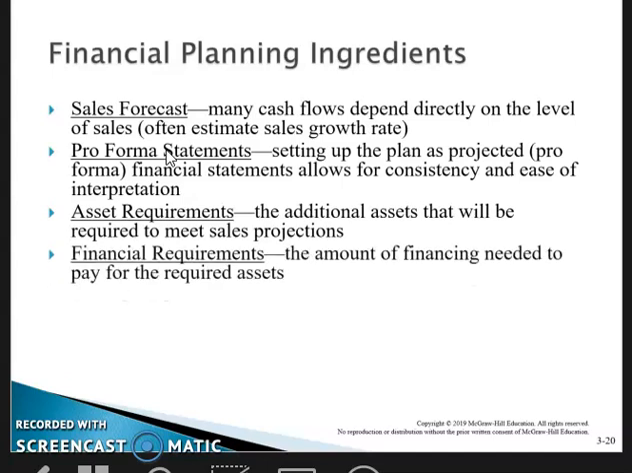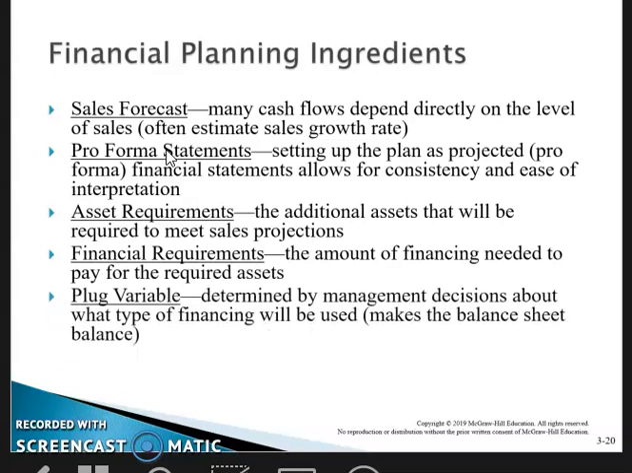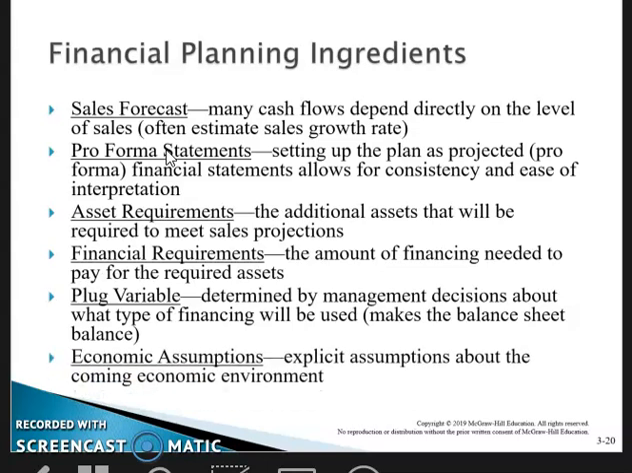Financial requirements are the financing needed to pay for required assets, or the debt to equity decision. A plug variable is something management uses to determine which type of financing to use to make the balance sheet balance. We also have economic assumptions. You use those to estimate what we think the economy is going to look like at some point in the future.